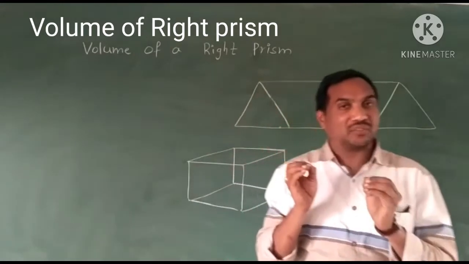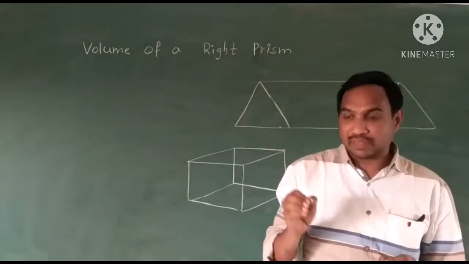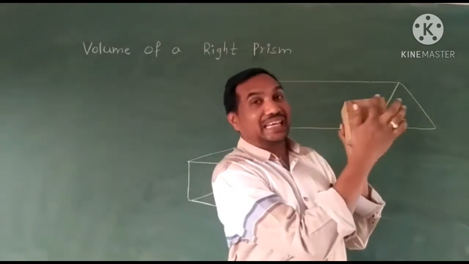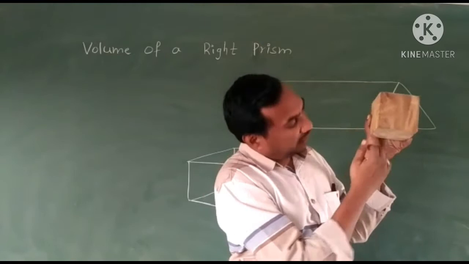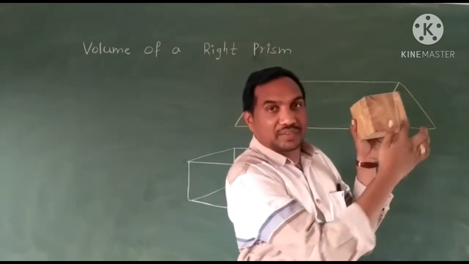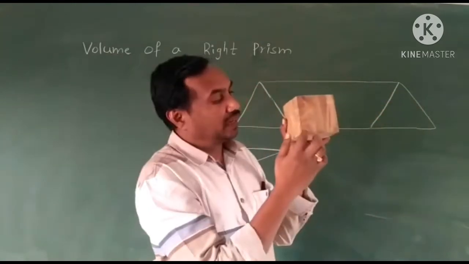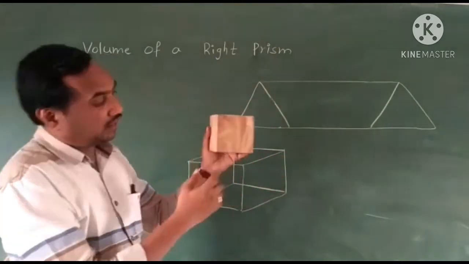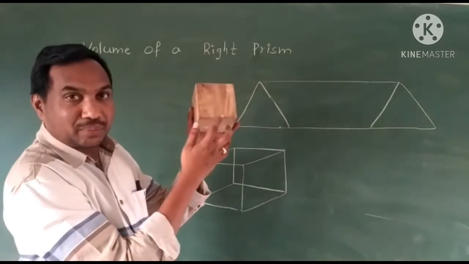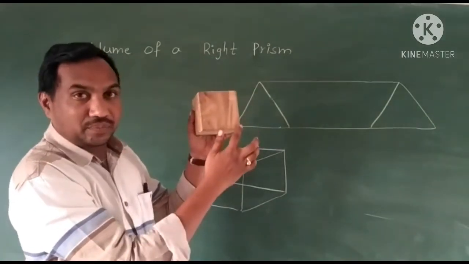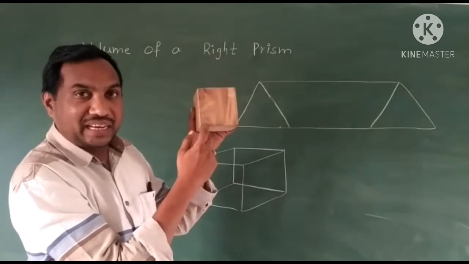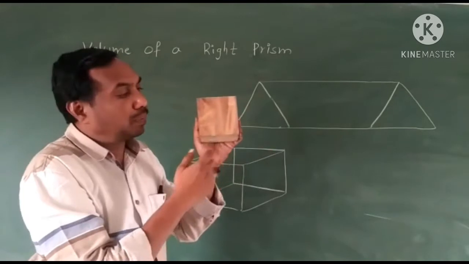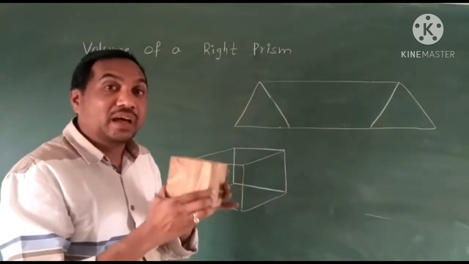So what is the meaning of a right prism? A prism is a right prism if the lateral surface is perpendicular to the base. Here it is the base, here it is the lateral face. Look here, this base is in the shape of a square, and here also it is a square. Square means every angle is a right angle. If the lateral surface is perpendicular to the base, then it is called a right prism.